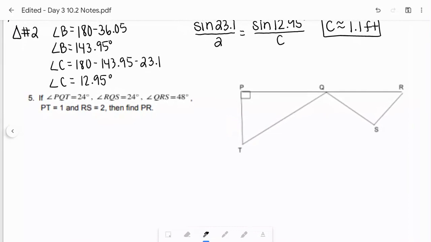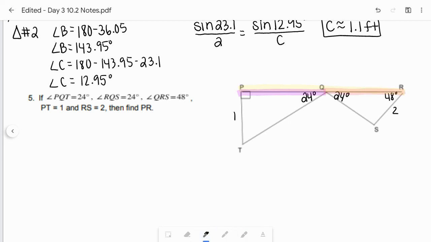Okay, and then in our last example, we do have number 5. So angle PQT is 24 degrees, and RQS is also 24 degrees, and then QRS is 48 degrees. So we want to find, we also have PT is 1 and RS is 2. We are looking to find PR. Okay, well, we do have two triangles, so we are first going to look to see if we can find out what PQ is, and then we'll see if we can figure out QR, and then just add them up.